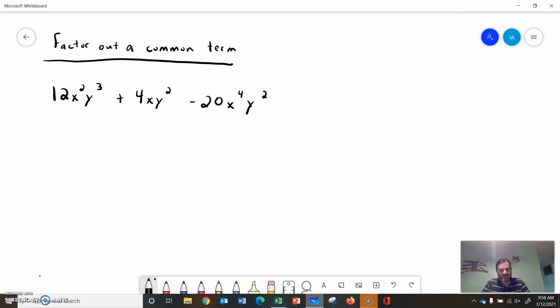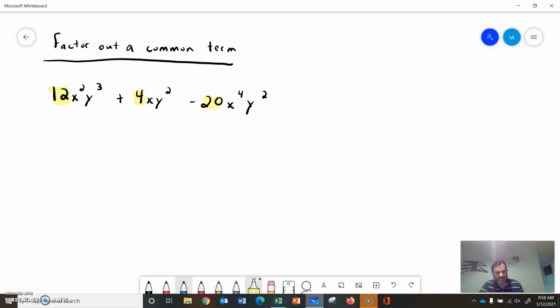Hey, here we're going to factor out a common term, and the expression we have is 12x squared y cubed plus 4x y squared minus 20x to the fourth y squared. So the best thing to do here, since there's multiple terms, is to go through and look at each similar part. So let's look at the coefficients, 12, 4, and 20.